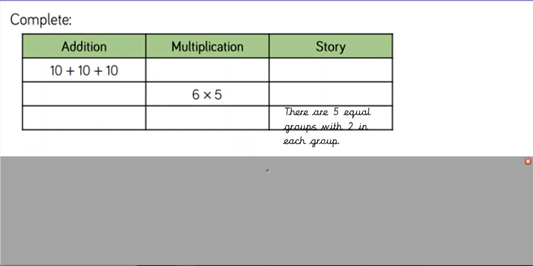Have a go at this one now. So it's the same sort of thing. You don't need to draw it this time, but you do need to write the story. So remember, the story is just saying it out loud. So you've got 10 add 10 add 10, so you've got to do the multiplication and the story. You've got 6 multiplied by 5, or 6 lots of 5. So you've got to do the addition and the story. Then you've got, there are 5 equal groups with 2 in each group. So you need to do the multiplication and the addition. So pause the video now and have a go at that one.